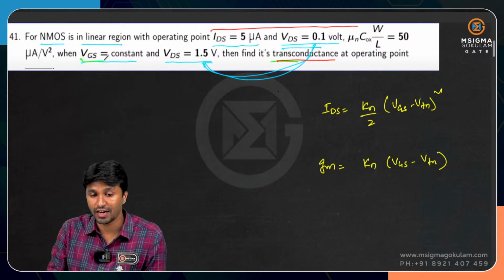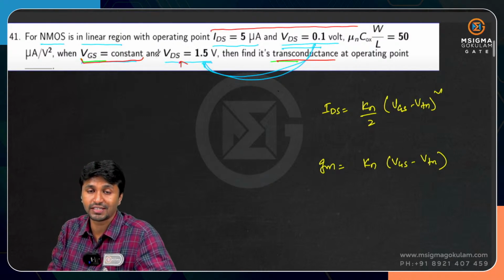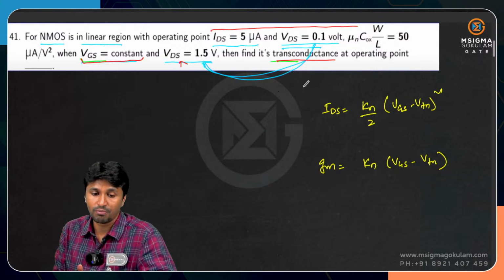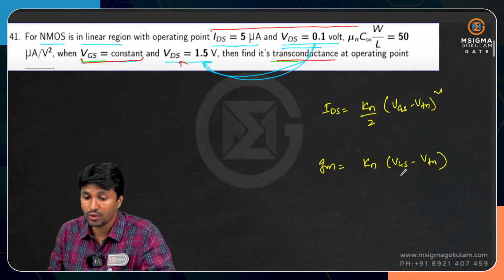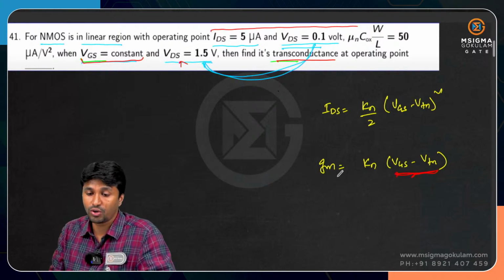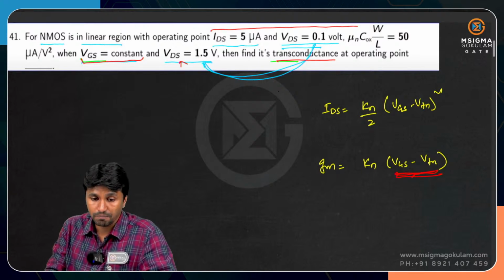In the second line they have mentioned that without changing VGS they have increased VDS. So obviously VGS in the first case and in the second case is fixed, right? And VT obviously is constant for a MOSFET. So all you require is VGS minus VTN. In order to calculate the transconductance you need this difference, right? So look at this one.